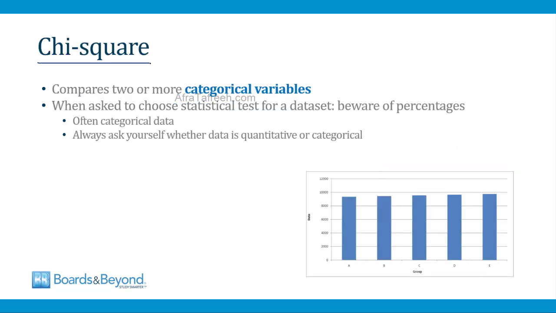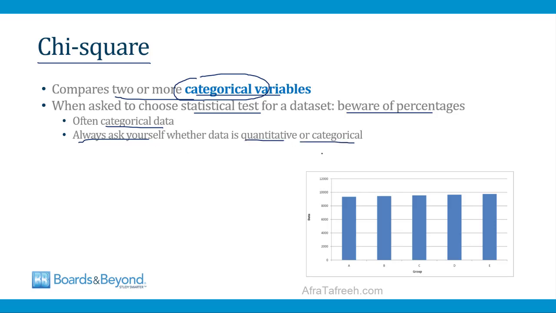And then finally, the chi-square test is the test that's used to compare 2 or more categorical variables. So anytime the data are categorical, this is usually the test that's required. And remember what I said before, if you're asked to choose a statistical test for a data set, beware of percentages. Even though percentages are numbers, they're often used to describe categorical data. So if they tell you an outcome is 50% in group A and 20% in group B, don't immediately think that because those are numbers, the data must be quantitative. The data could be categorical, and you have to always ask yourself and carefully consider whether the data, which are numbers, are quantitative or categorical.